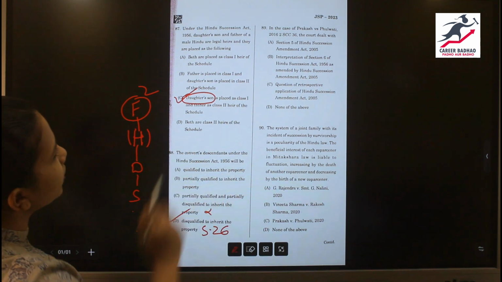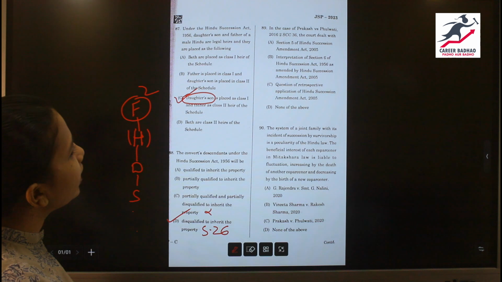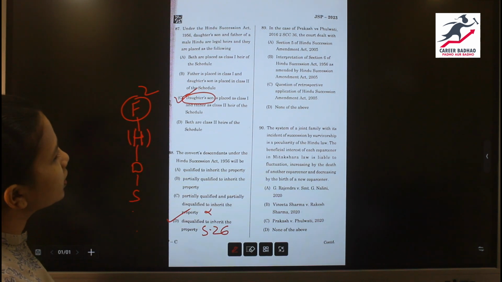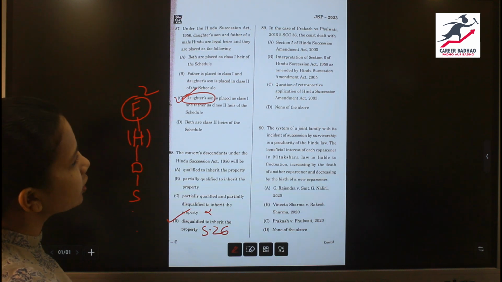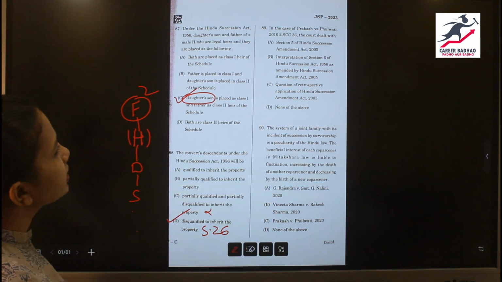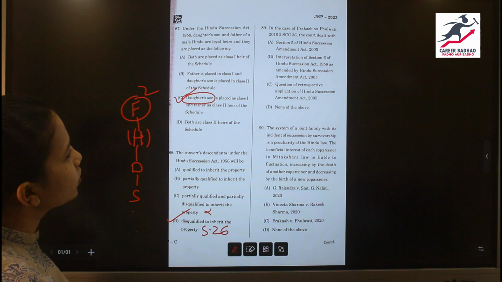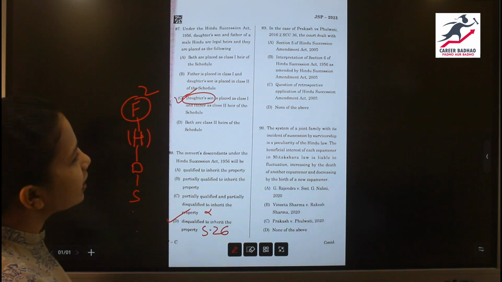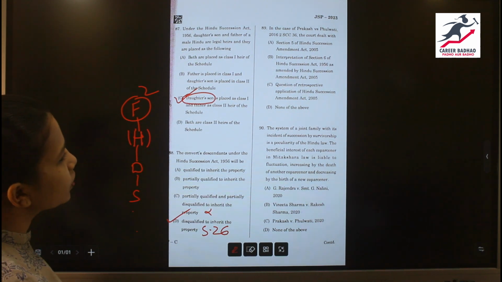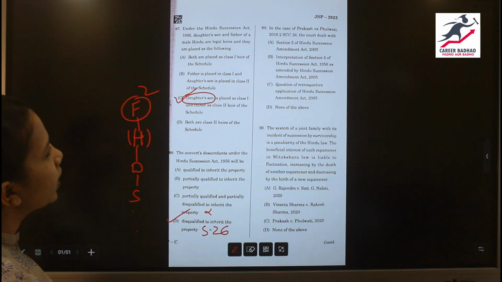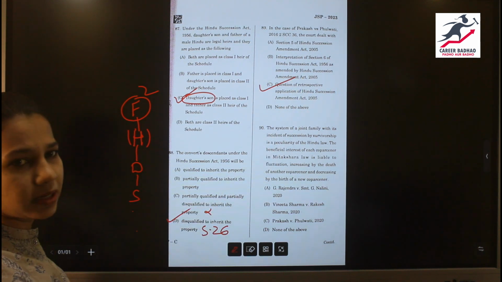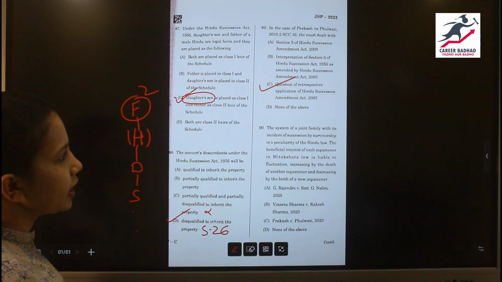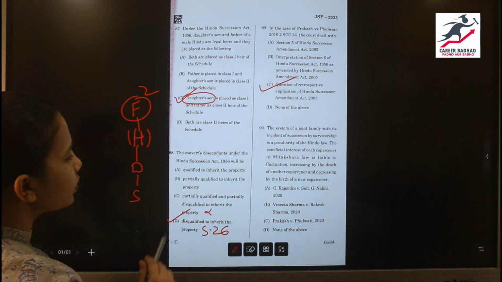In the case of Prakash versus Phulavati, the court dealt with Section 6 of the Hindu Succession Act as amended by the Hindu Succession Amendment Act 2005: option B, interpretation of Section 6; option C, question of retrospective application of the Hindu Succession Amendment Act 2005; or option D, none of the above. So here the correct answer would be option C, question of retrospective application of the Hindu Succession Amendment Act 2005. Now let's move to question number 90.